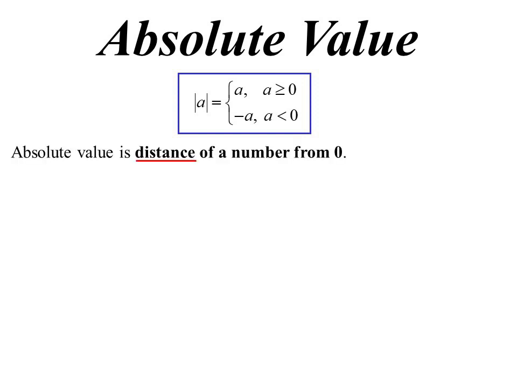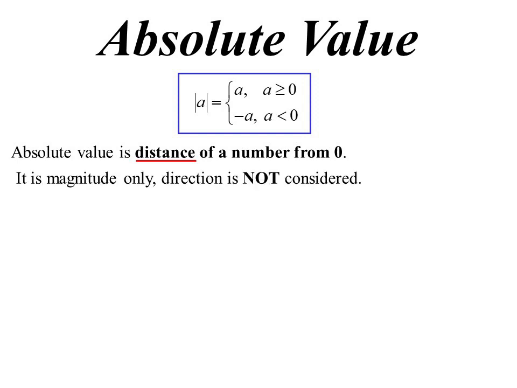What is it? We're basically saying, well, it's the distance from 0. Distance from 0, or the origin if you're talking about a number plane. It's the magnitude, the size of the number. I really don't care whether we're going in the negative direction or the positive direction. I just want the size or the magnitude of the number.